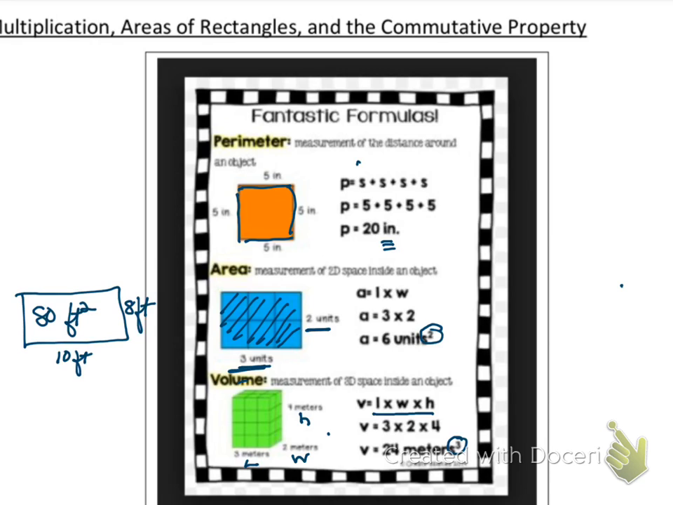Okay, so these formulas are important to understand. They come up quite frequently, and you want to also definitely key in to the representation of the units. So perimeter, you have standard units. Area, you're going to have squared units. And volume, you'll have cubic units. Okay, let's go on to the next page of notes.